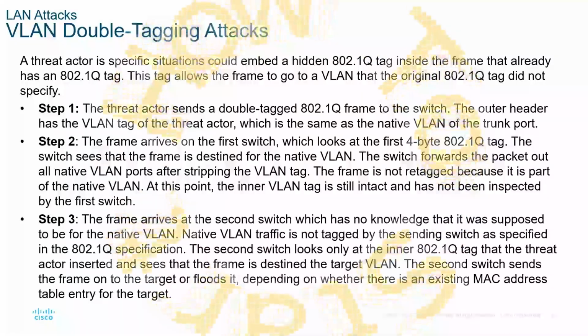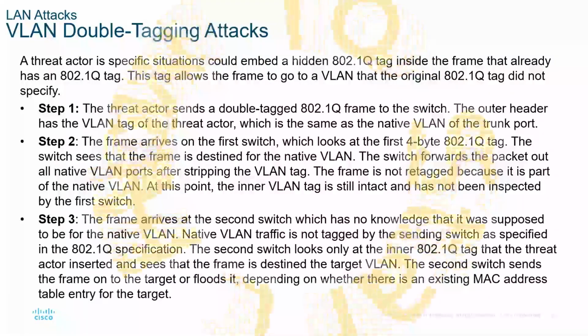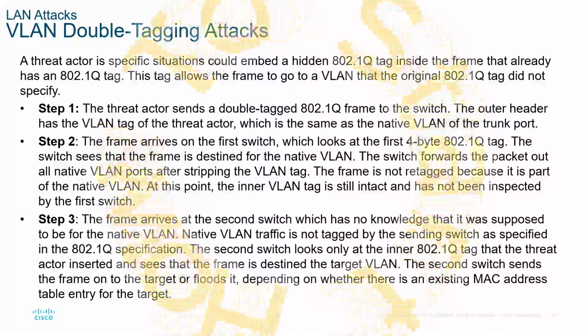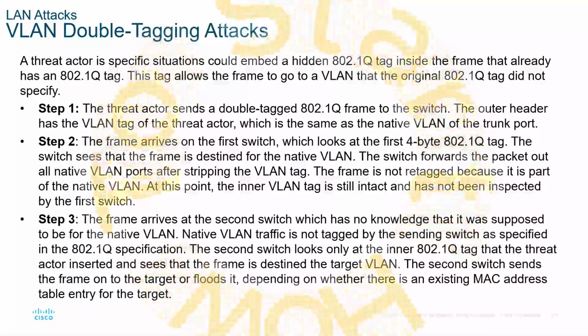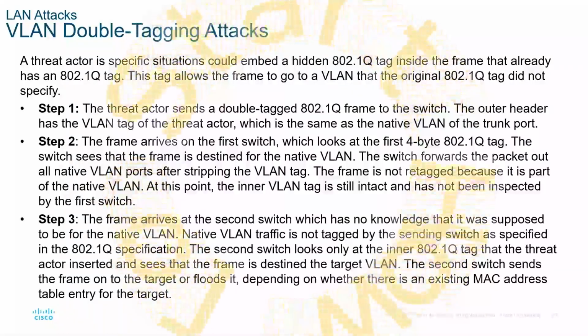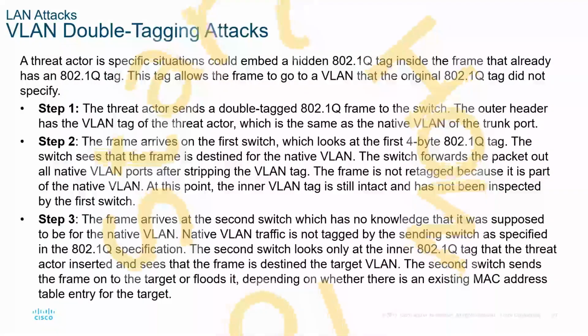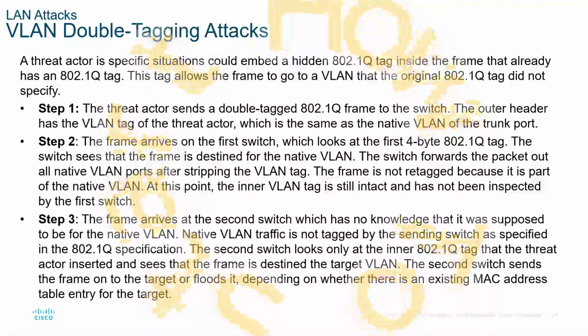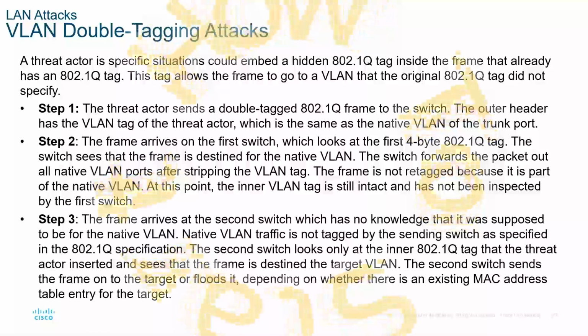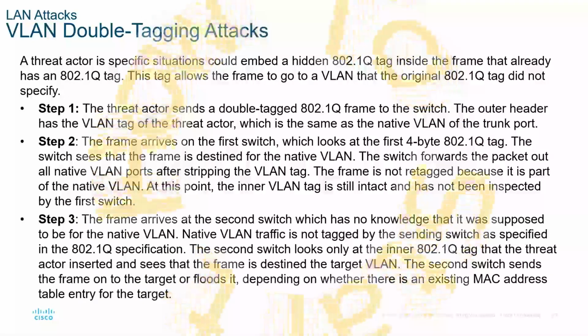So, how do we double tag a frame to go on a network? First of all, the threat actor will send a double tagged frame to the switch. The outer header has a VLAN tag. So what will end up happening is the trunk port, assuming it's the same as the native VLAN, will actually strip it away and then forward it on.